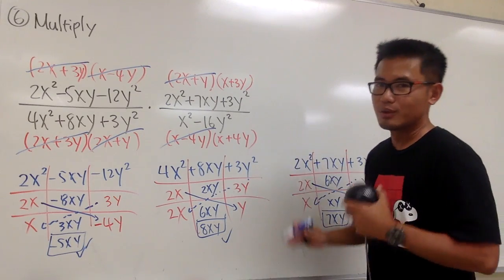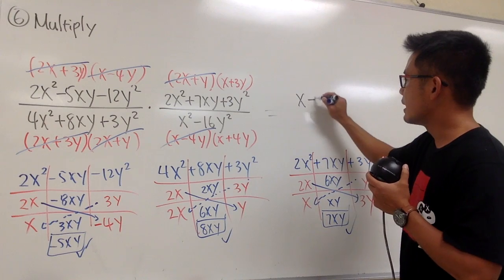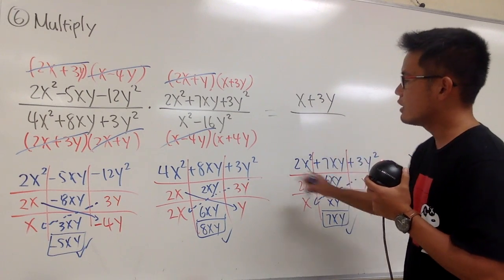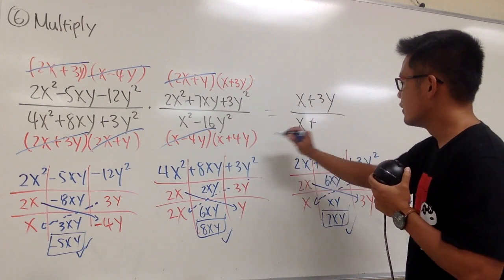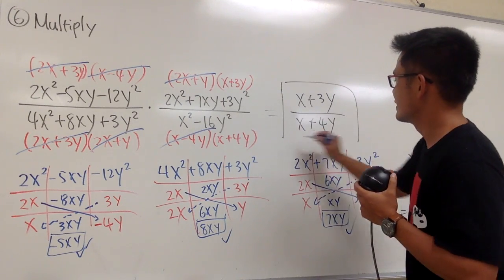Finally, this is another difference, so they survive. And we will just have this for the final answer, x plus 3y over x plus 4y. This is it. Okay.